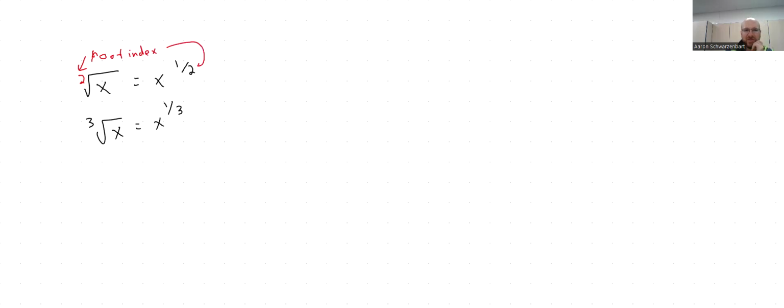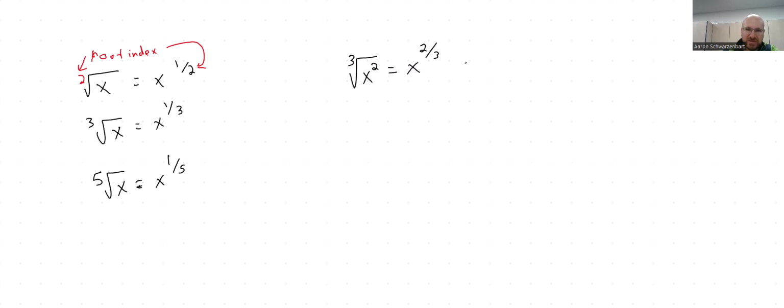Sometimes this is easier than doing roots on your calculator. Just do it as exponents with a fraction. The fifth root is then x to the 1/5. Well, if I have the cube root of x squared, that is x to the 2/3.